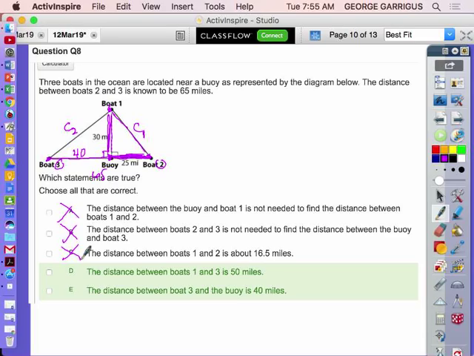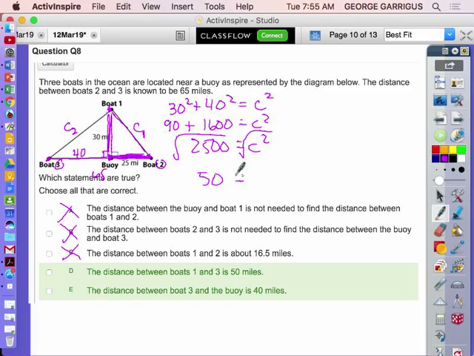The distance between boats 1 and 3 is 50. Well, let's figure it out. 30 squared plus 40 squared equals C squared. That's 900 plus 1600 equals C squared. 2500 equals C squared. Take the square root. And C equals 50. So that's why that is true.